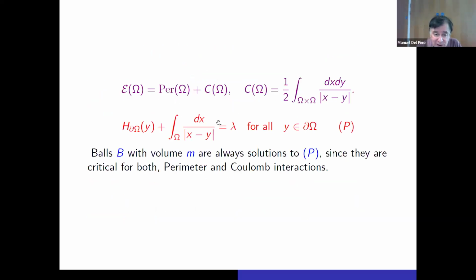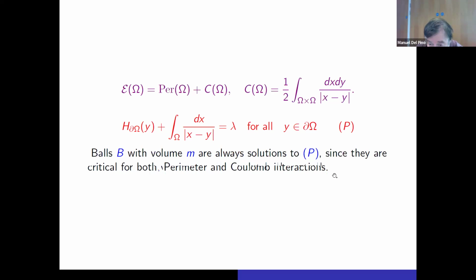So I write for you the energy again. I sometimes call C of omega this Coulombian interaction part of the energy. And here is the first variation equation equal to a constant, which corresponds to the Euler-Lagrange equation for that constrained variational problem. Let me observe for you the following, and this is kind of interesting. Balls with volume m are always critical points in this constrained sense.